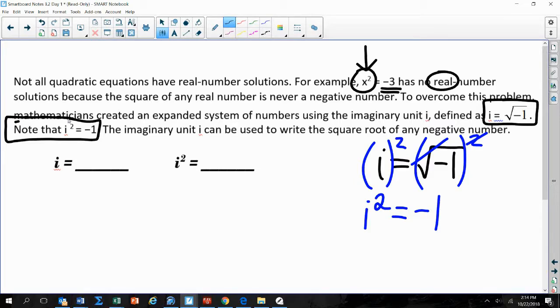Okay, so what is i? Someone tell me. i equals, great, square root of negative 1. Okay? Therefore, i squared is what? Tyler, what's i squared?